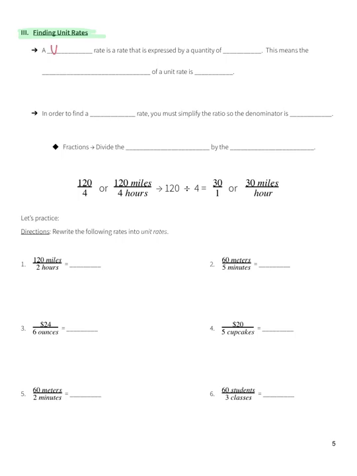So we're going to put the word unit in here. A unit rate is expressed by a quantity of 1, and that means that the denominator of a unit rate is 1. So that means the denominator, the number on the bottom, is a 1 when you have a unit rate.